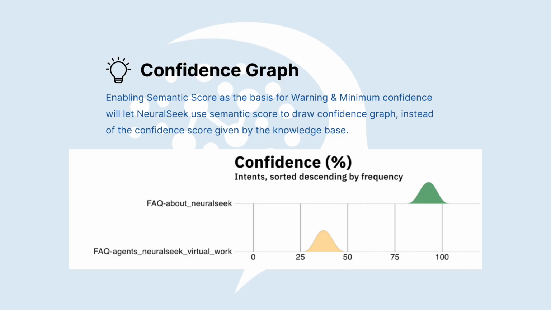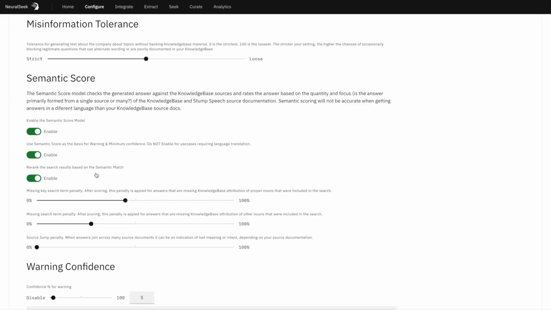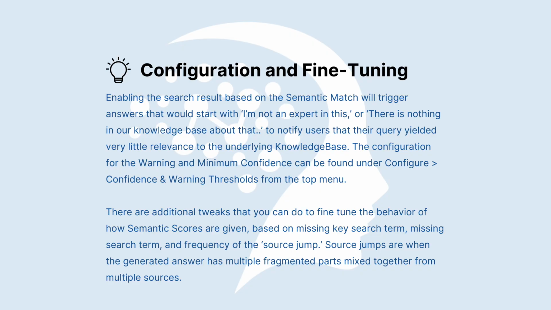Enabling the semantic match score as the basis for warning and minimum confidence will let NeuralSeek use semantic scores to draw a confidence graph instead of the confidence score given by the knowledge base. Enabling the search result based on the semantic match will trigger answers that would start with, "I'm not an expert in this," or "there is nothing in our knowledge base about that," to notify users that their query yielded very little relevance to the underlying knowledge base.